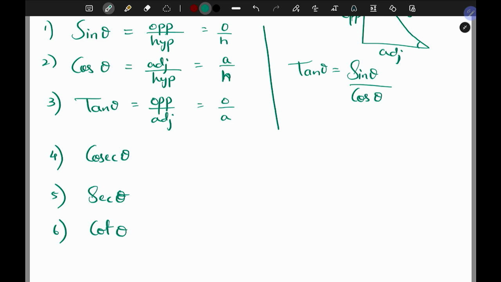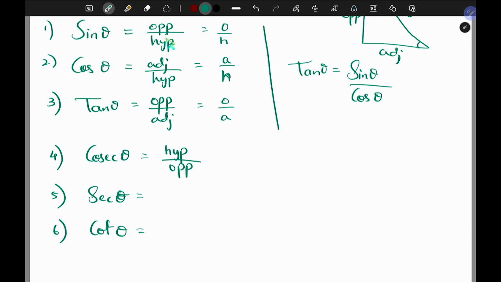Alright. Now, the condition is that you write them in this order: cosecant and then secant and then cot. Now, once you've got this order in line, sine, cos, tan, cosecant, secant, cot, now the other 3 formulas. The first formula, opposite by hypotenuse, you just write it again, but instead of writing opposite by hypotenuse, you reciprocate it, which is hypotenuse by opposite.